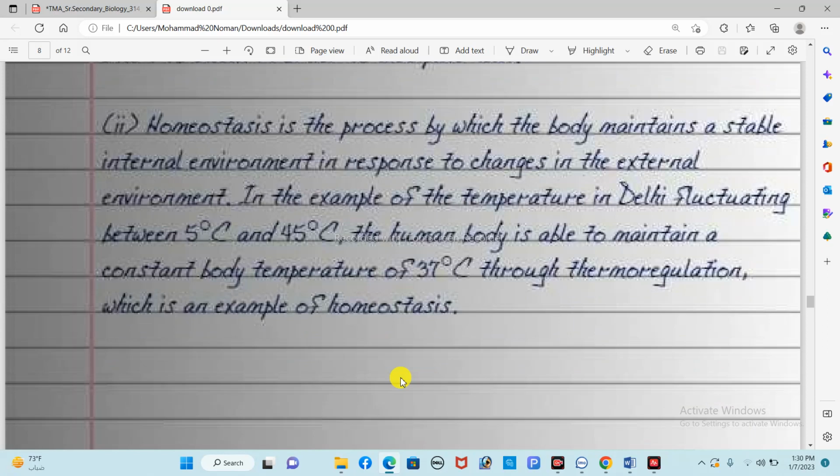Number 2. Homeostasis is the process by which the body maintains a stable internal environment in response to changes in the external environment. In the example of the temperature in Delhi, reaching between 5 degrees Celsius and 45 degrees Celsius, the human body is able to maintain a constant body temperature of 37 degrees Celsius through thermoregulation, which is an example of homeostasis.